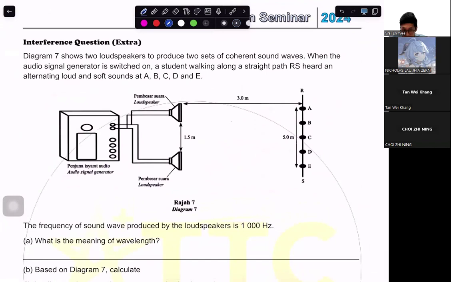Okay, so the first one, right? The frequency of sound wave produced by the loudspeaker is 1000 hertz. So basically, I have two loudspeakers here playing the same sound. When someone walks this way, he will hear alternating loud and soft, meaning loud, soft, loud, soft, loud, soft.